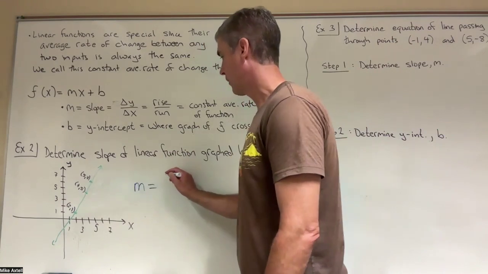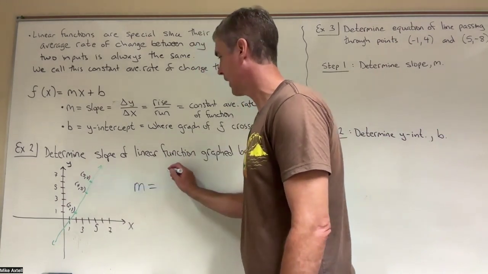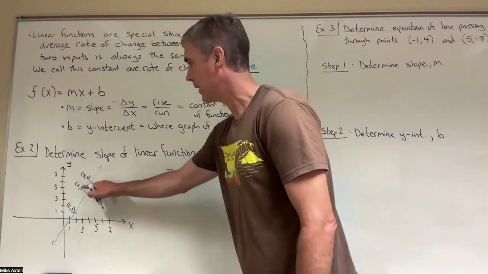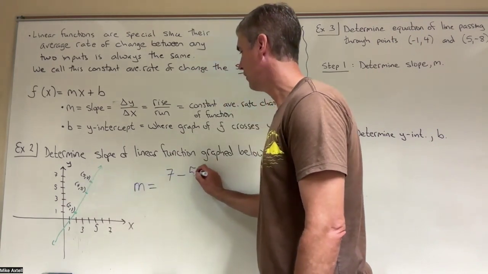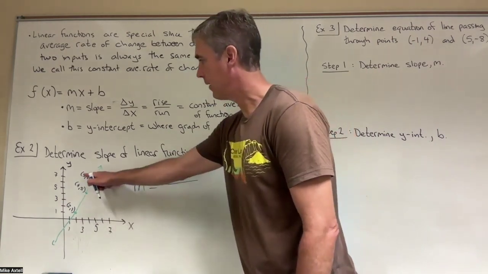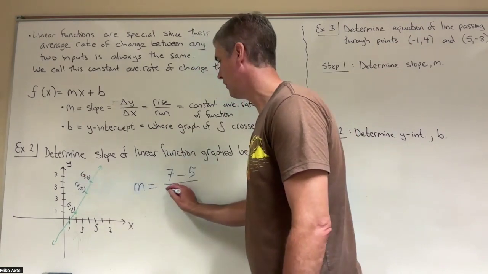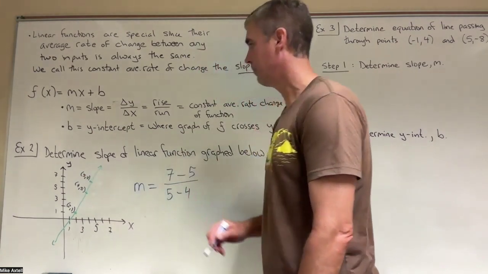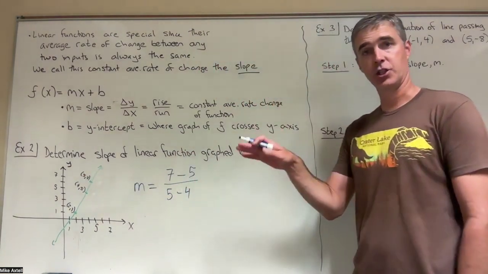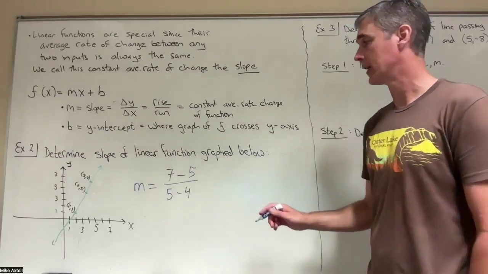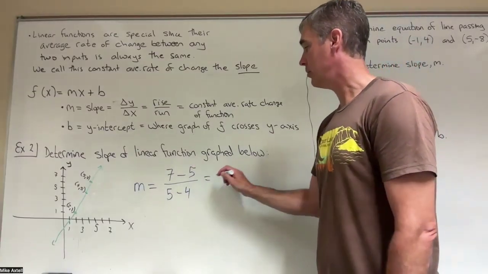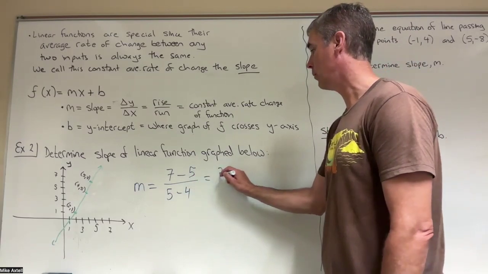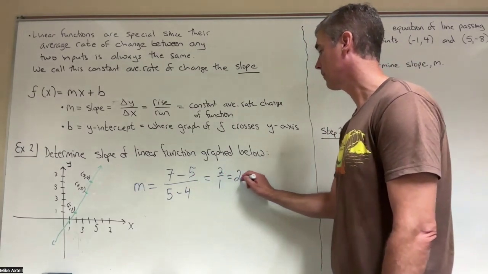So 4, 5, and 5, 7. I'm going to take the second y value, 7, minus the first y value, 5, and divide it by the second x value, 5, minus 4, the first x value. So that's the change in my y values over the change in my x values. If I do the math here, I get 2 over 1, which is just 2.